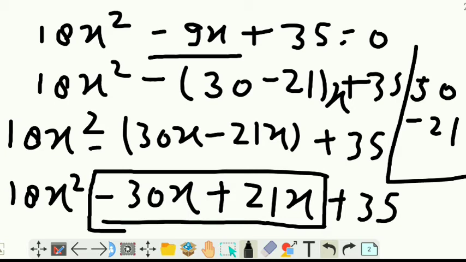So how will we split? We will take the coefficient of x square and the constant term. We need the factorization of those terms. Then we will check from the factors how we are getting the middle term, that is 9. So we need to write those numbers there. Okay, so now we have the 4 terms here.